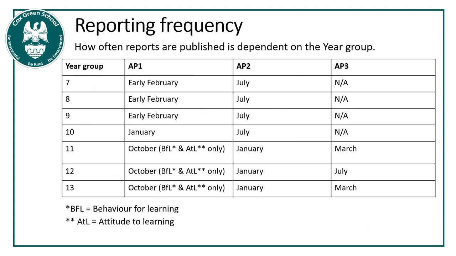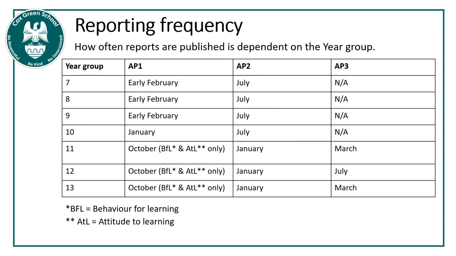Then Year 11, 12 and 13, they all get 3 reports over the course of the year. The first report for all 3 has just been released in October, and is behaviour for learning and attitude to learning only. So there is no current grade that is produced. It's just reflecting the students' behaviour for learning and attitude to learning. Then at the beginning of January, immediately after the Christmas holidays, in the first week, a full report is produced for all 3 of those year groups, and then a third report is produced, but the year group determines when that is published.